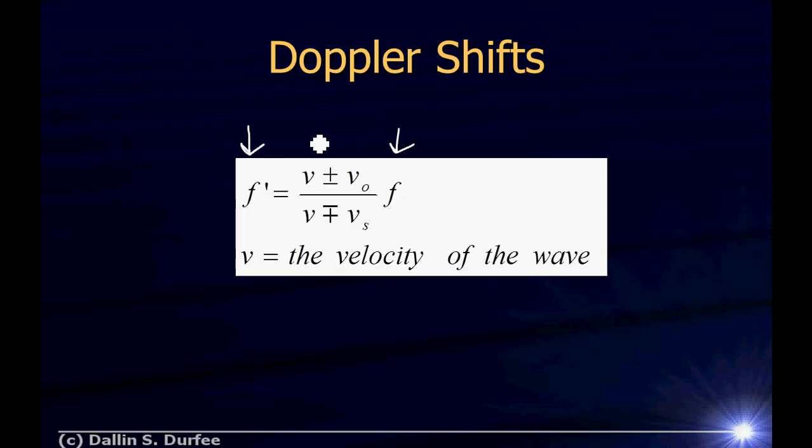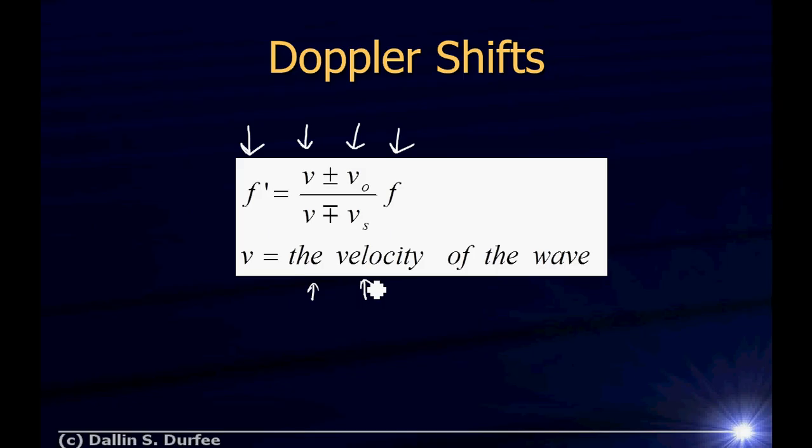In this equation here, V is the velocity of sound. So there's a V on the top and there's a V in the denominator. Those are both the velocity of sound. All right? For standard temperature and pressure, the velocity of sound in air is 343 meters per second. All right? This velocity right here, V sub O, is the velocity of the observer relative to the medium. And this one down here is the velocity of the source relative to the medium.